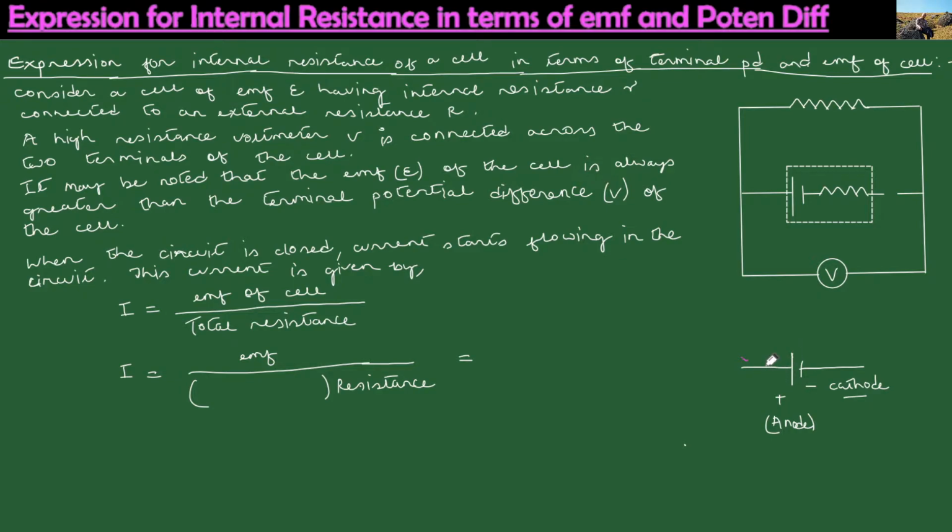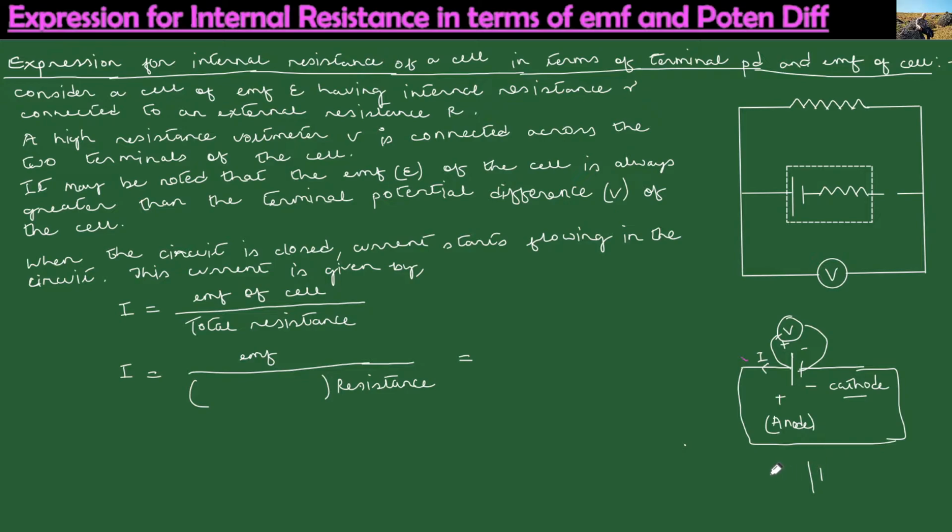Now, when the circuit is closed, current will flow throughout the circuit, and the charges always move from the positive terminal of the cell to the negative terminal of the cell. When you measure the potential between these two points of the cell, that potential difference is what is known as the terminal potential difference. And the EMF of the cell is nothing but the potential difference of the cell in an open circuit.